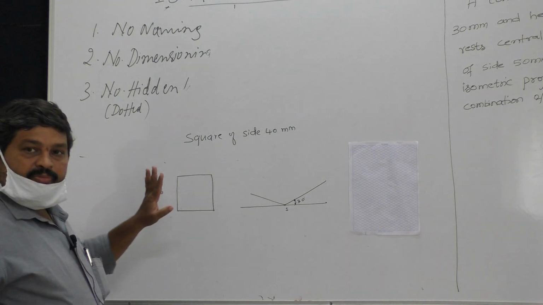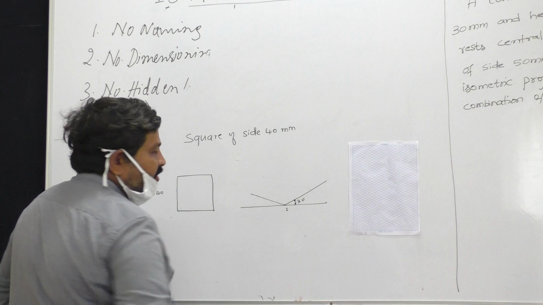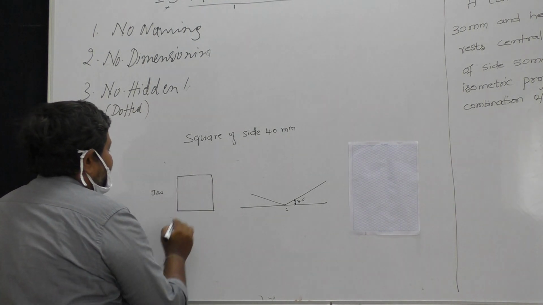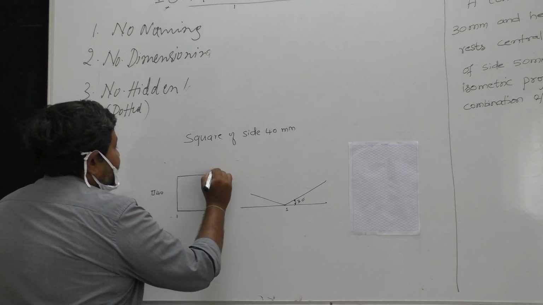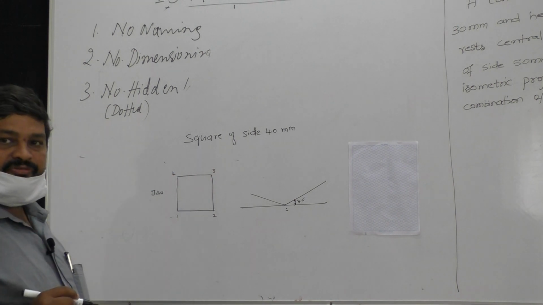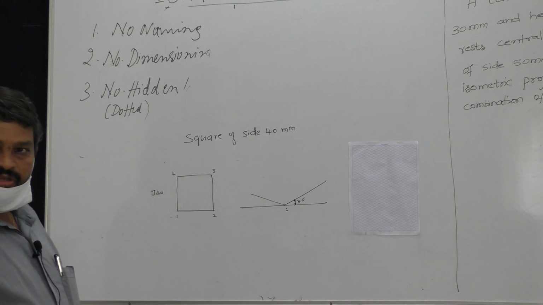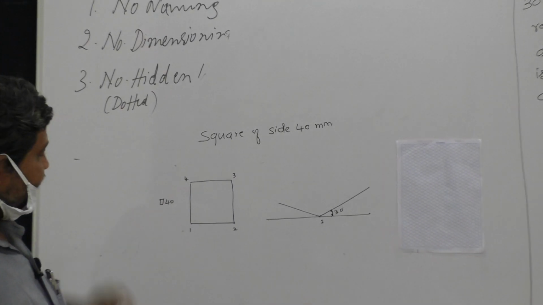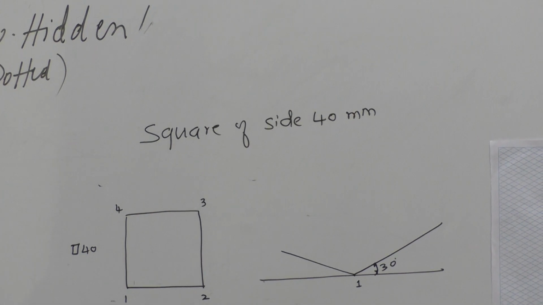Whatever may be the given plane figure, first we have to enclose it in a square box. Suppose I enclose the square of side 40 mm in a box, it will overlap with the same figure. I will call the corners of the plane figure 1, 2, 3 and 4. Clear? Just for the explanation purpose, I am giving the notations. So the same plane figure can be constructed in the isometric projection.